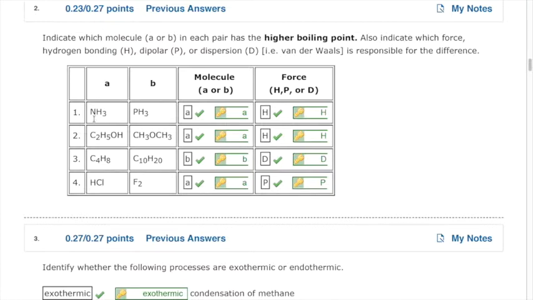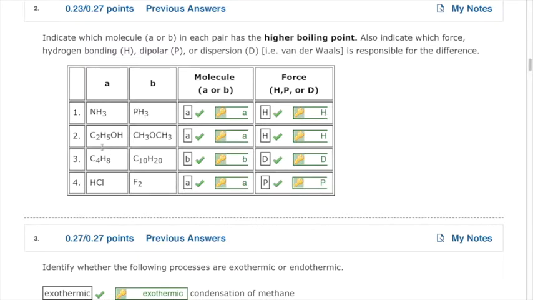So for row 1, we have NH3 and PH3. So NH3 shows hydrogen bonding, because hydrogen bonding intermolecular force involves a hydrogen bound to a nitrogen, oxygen, or fluorine. Here we have a hydrogen bound to a nitrogen. So NH3 has hydrogen bonding, whereas PH3 only has dipolar because it's a polar molecule. So A has a higher boiling point because it has the higher intermolecular force because it has hydrogen bonding.